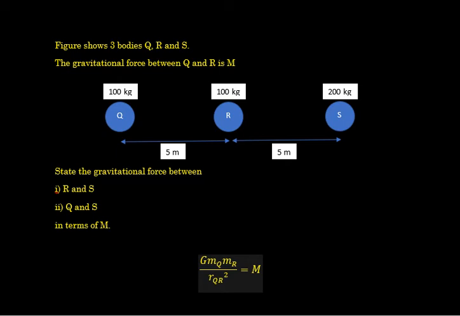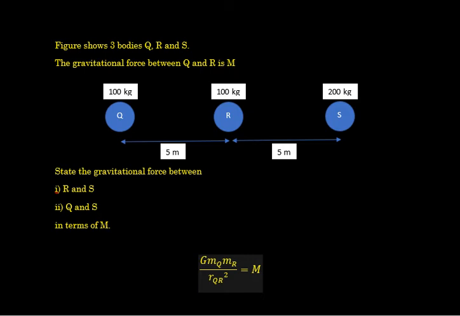So today's question is from the third chapter of Form 4 Physics, Gravitation. This question resembles question number 10 from the performance evaluation at the end of your chapter in the textbook. Here we are given three different bodies, Q, R and S.